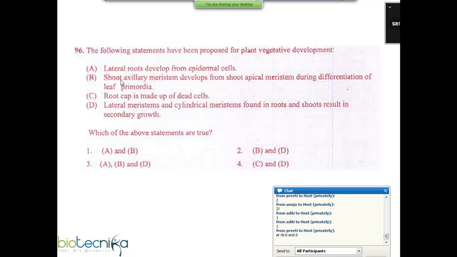Shoot is what? Your stem, axillary meristem. What is axillary meristem here? Side branches. It develops from your shoot apical meristem during differentiation of leaf primordia. Definitely the petioles, all those things. That is how it has to be, right? How can the branch come out of the plant? It has to be a deviation from your apical meristem.